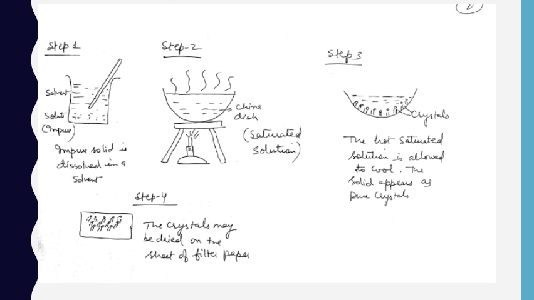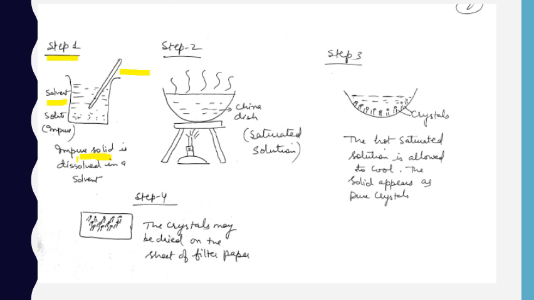The crystallization process consists of several steps. So let's see the various steps involved in the process and how crystallization occurs. In step 1, we take the impure solid and dissolve it in an appropriate solvent in a beaker with a stirrer. We go on stirring the solution and adding the solid to the solvent until a saturated solution is formed at room temperature.